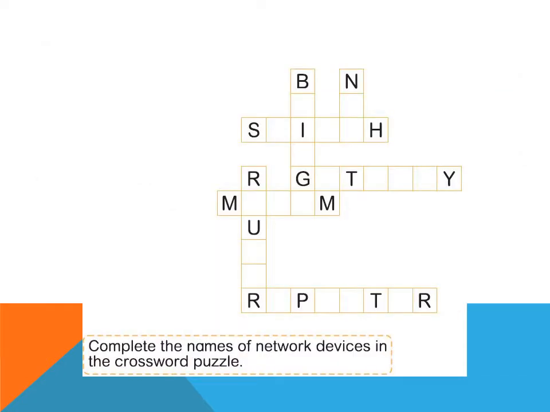Now, here is a crossword puzzle. Complete the name of network devices in the crossword puzzle. Pause the video. Try to do this yourself because this is very easy. All the names of the network devices were already given in the diagram. So try to solve this yourself. Try to test yourself on how much you remember. Don't flip your book. Don't go back to the first video, or don't rewind the video. Try to do this yourself. Make mistakes, not a big deal. You will learn from your mistakes. But just test yourself on how much you remember.